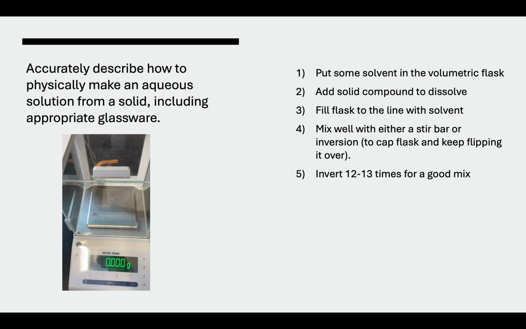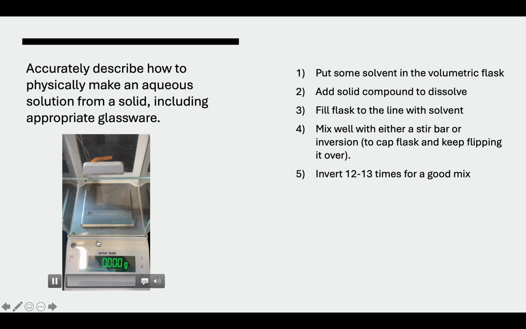So how do you physically make a solution from a solid? Basically, you put some solvent, which is some water, in a volumetric flask, and then we add the solid to the flask to start to dissolve, and then we fill up the rest of the flask with the solvent up to the line, and then we mix well. We can do this with a stir bar or inversion, which is just flipping it over and over. To get a good mix, you do 12 to 13 inversions. You'll get a better idea of inversion in this video.